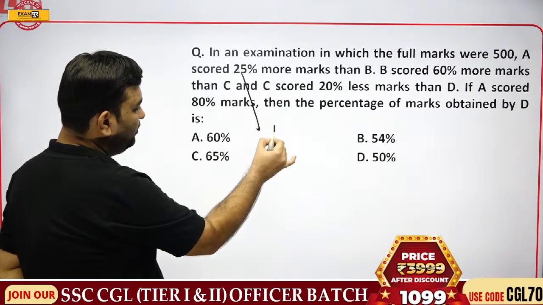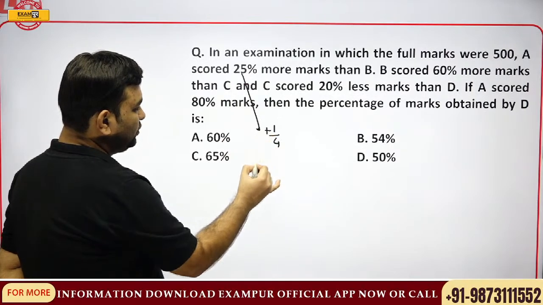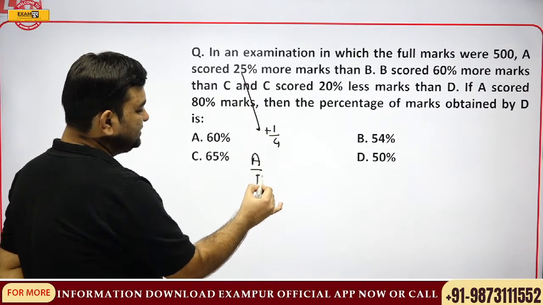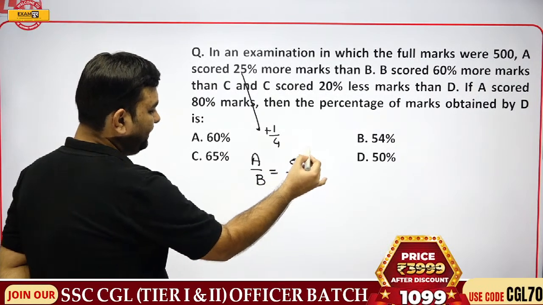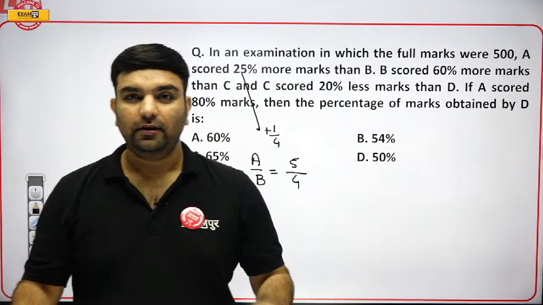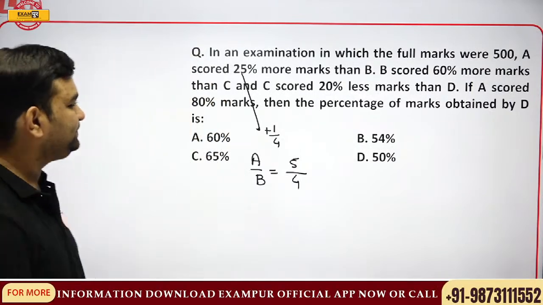25% is 1 more than 4. So can I say A over B is, if B scores 4, then A scores 1 more, that is 5. A by B is 5 by 4.